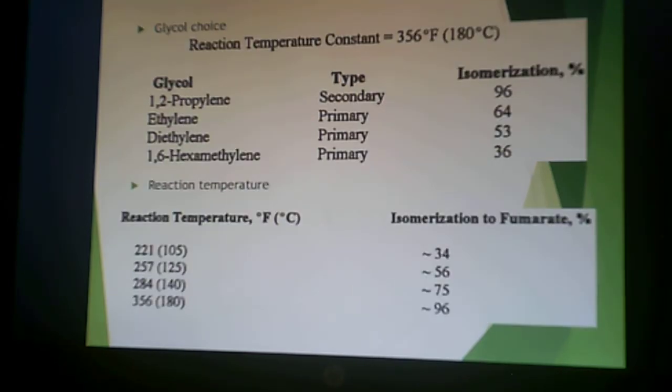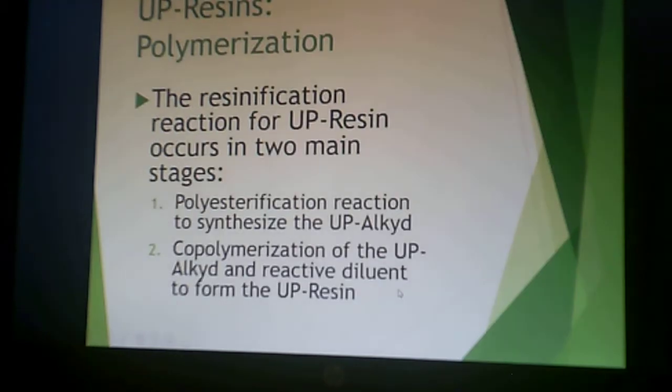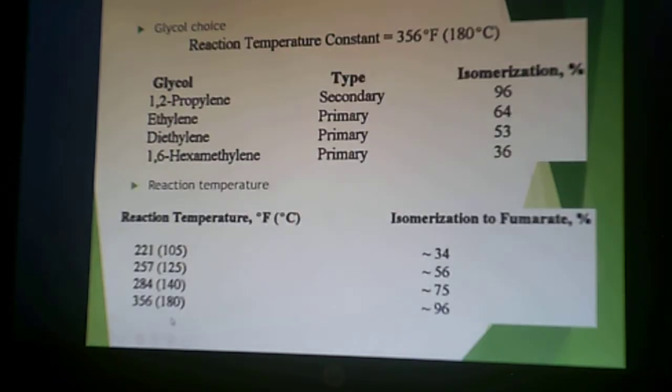So to show how this works, you have a glycol, and this is your secondary glycol. Your isomerization rate in the presence of propylene glycol is 96%. So in the presence of the secondary glycol, you get almost all of it turning from the maleate ester into the fumarate ester. So that's pretty good. You can also manipulate the reaction temperature. The higher the reaction temperature, the more isomerization to fumarate. So you can use a secondary glycol and do it at high temperature, and you get almost all of that maleic anhydride to convert to a fumarate ester, and Bob's your uncle. Everybody gets what they want out of that. Low-cost monomer, lots of fumarate, trans isomer.